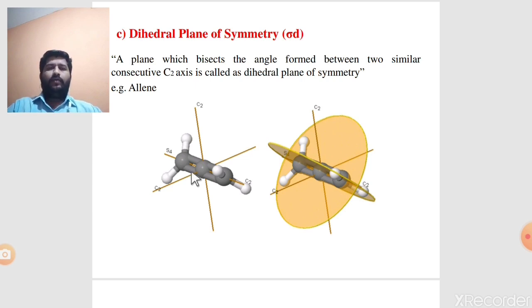In an allene molecule, if there is an odd number of double bonds, it shows geometrical isomerism, and with an even number of double bonds it shows optical isomerism. In this one there are two double bonds, meaning it shows optical isomerism. From this central carbon there are two consecutive C2 axes, and the angle formed between these two consecutive C2 axes is bisected by this plane, and this plane is called the dihedral plane. This means this allene molecule shows the dihedral plane of symmetry.